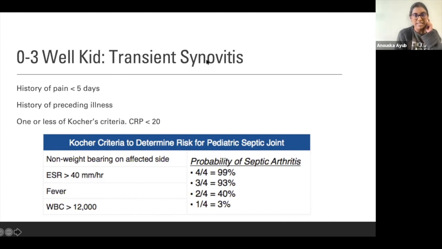So we're saying transient synovitis, if you have a history of pain of less than 5 days, a history of preceding illness, that's optional, because sometimes kids are snotty-nosed little things, and quite often they're unwell and it goes almost unnoticed after a while, or after you have a certain number of kids maybe. And 3% risk is all we're accepting.